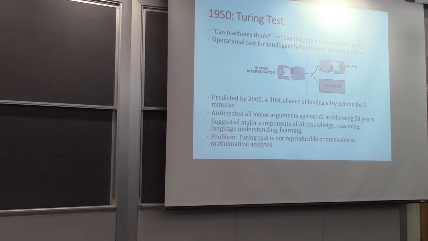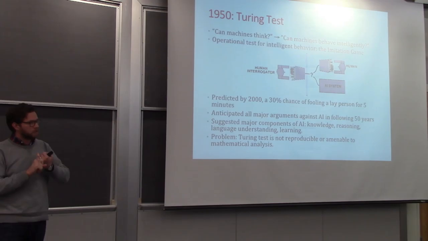You know, Turing predicted that by 2000 there'd be some 30% chance of fooling a layperson within 5 minutes. So, you know, that's true to some extent, probably.